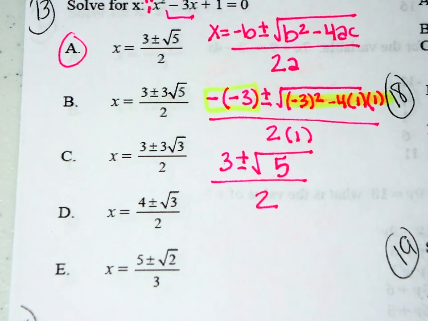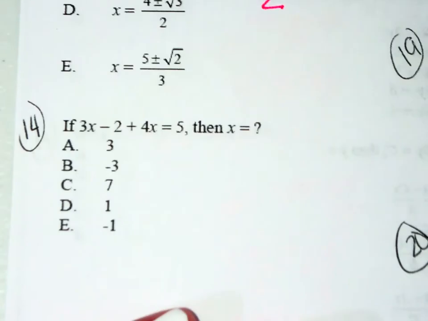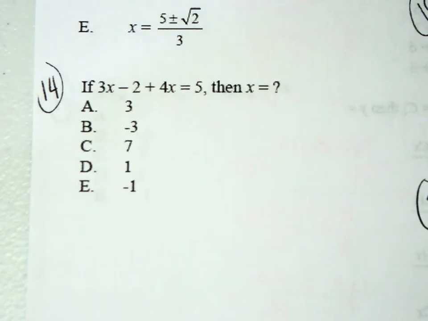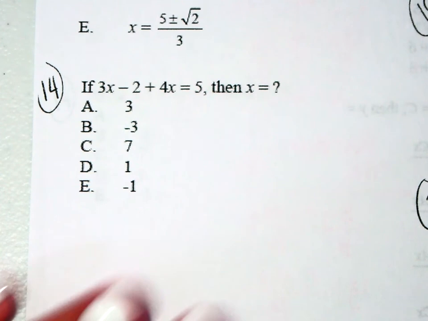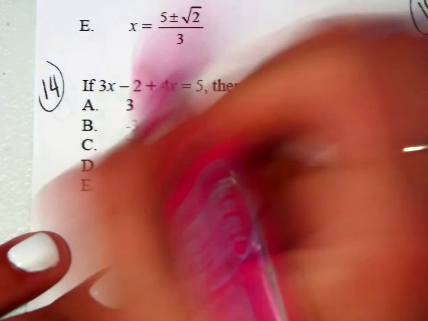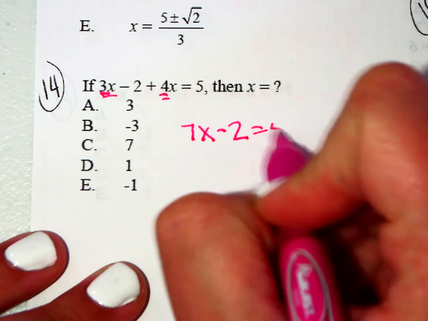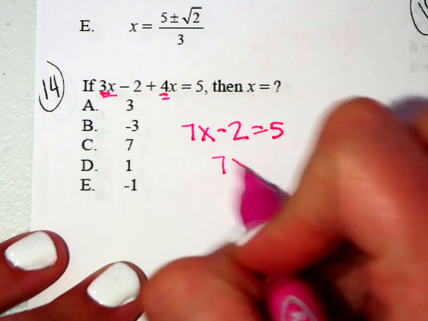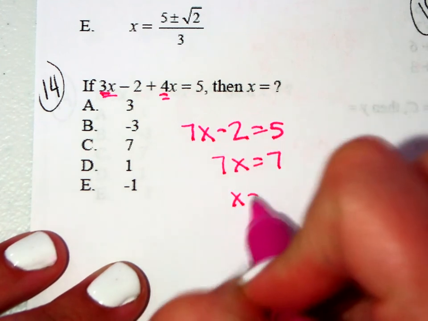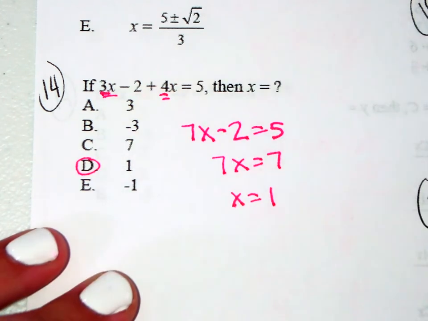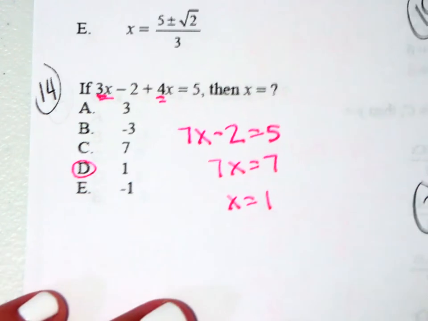All right, number 14. 14 is just, again, a basic solve for x. So I'm just going to combine some like terms here. 3x and 4x is 7x minus 2 equals 5. Add 2, so 7x equals 7. X is 1. Option D. Basic solve for a variable problem.